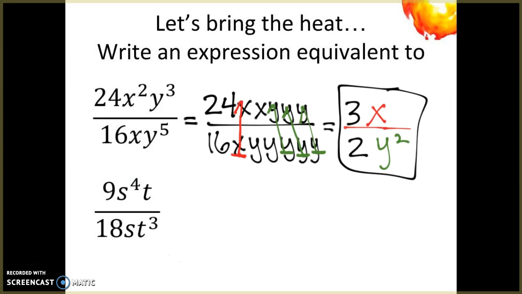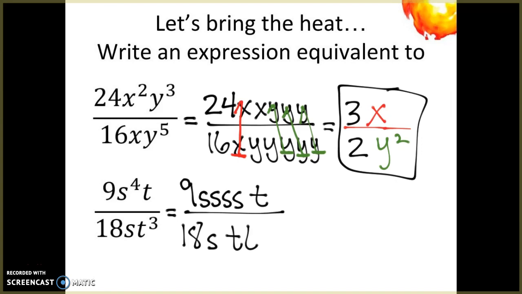So let's try one more. Let's try one more example, and I'll have you try 2 on your own. So if I expand this out, I have 9, and then I have 4 s's and a t. And in the denominator, I have 18, 1 s, and I have 3 t's.